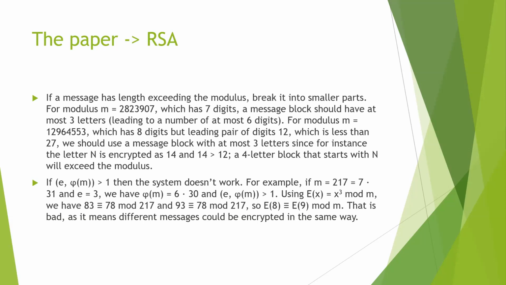Since if you have the letter N and N is encrypted as 14, and 14 is greater than 12, a 4-letter block that starts with N will exceed the modulus. And one more point: if gcd(e, φ(m)) is greater than 1, as I was talking about earlier, then the system does not work. For example, you can see the example flashed on screen. E of 8 and E of 9 are both congruent mod m. And this is bad because different messages can be encrypted in the same way. And that is bad.